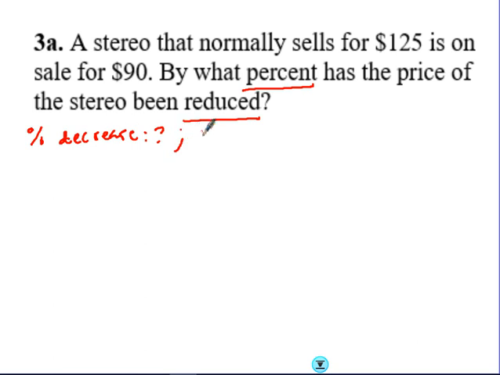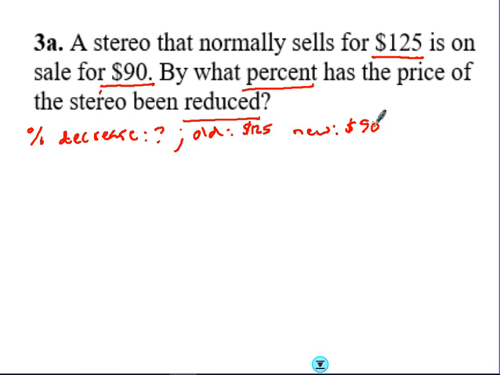Since I'm looking for a percent of decrease, I'm looking for the old amount and the new amount. So if I look for the percent of decrease, that means my old value has to be higher than my new value. And this problem pretty much spells it out that way. A stereo that normally sells for $125, it starts there. It is now on sale for $90, so the old amount is $125 and the new amount is $90.